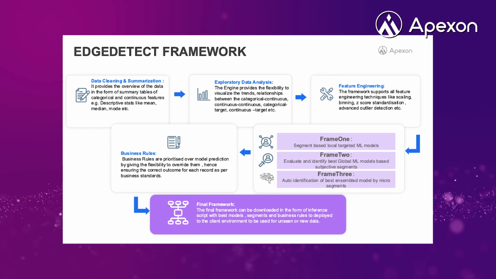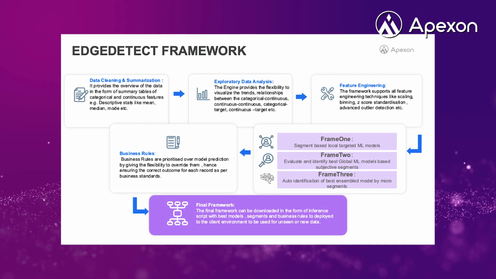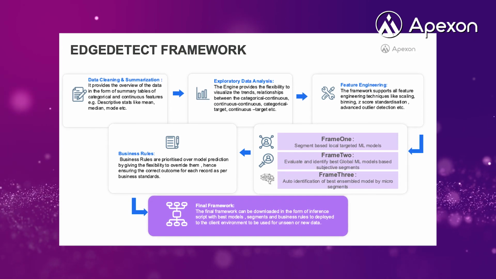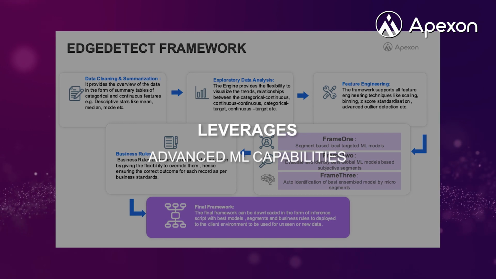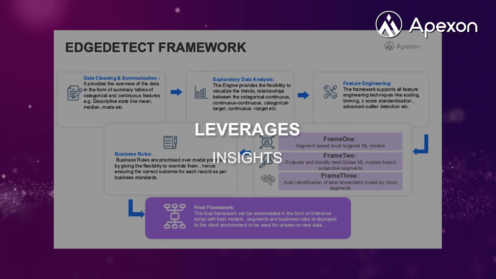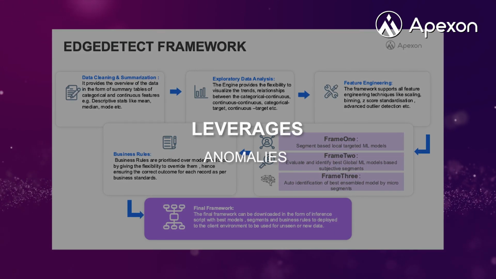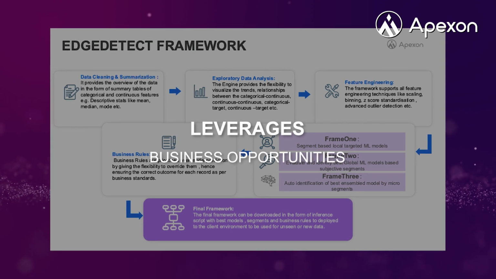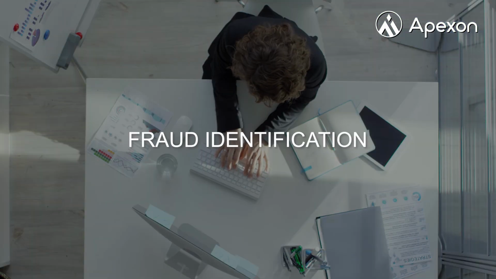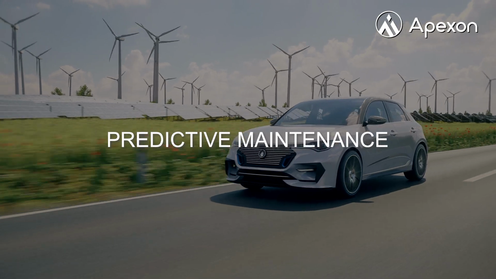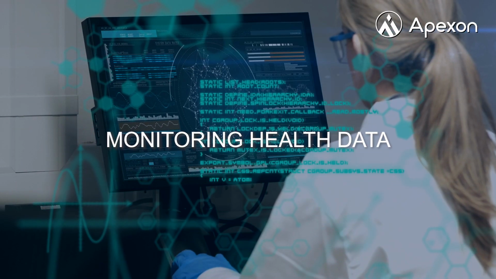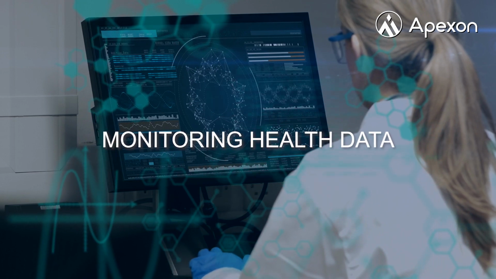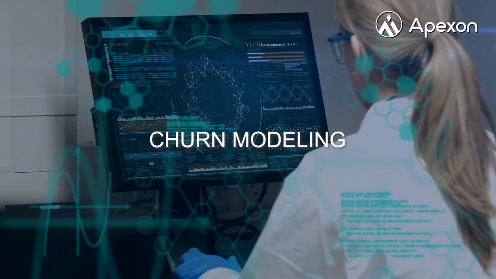Apexon's EdgeDetect proactively detects data anomalies, prevents them, and delivers insights to drive business-critical decisions. It leverages advanced ML capabilities to provide you with insights that can help turn anomalies into business opportunities. Some of the use cases are fraud identification, predictive maintenance, traffic monitoring on websites, and monitoring health data to identify anything unusual, like heart rate data and churn modeling.